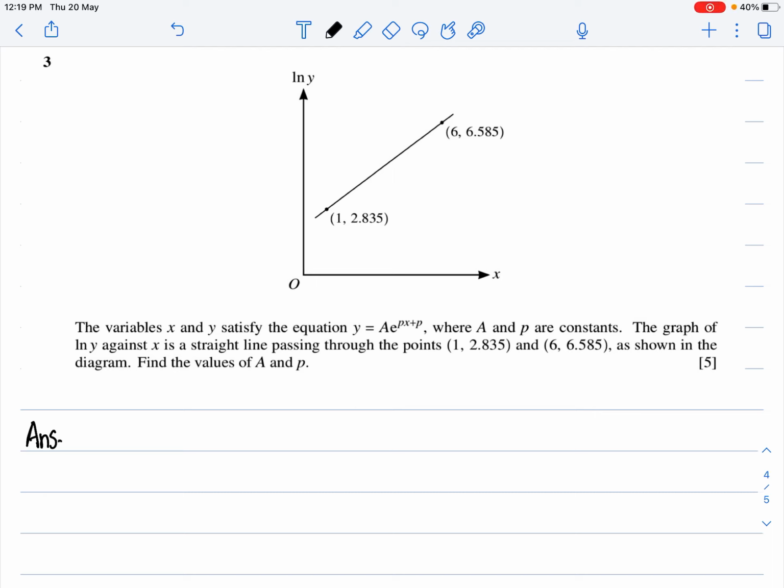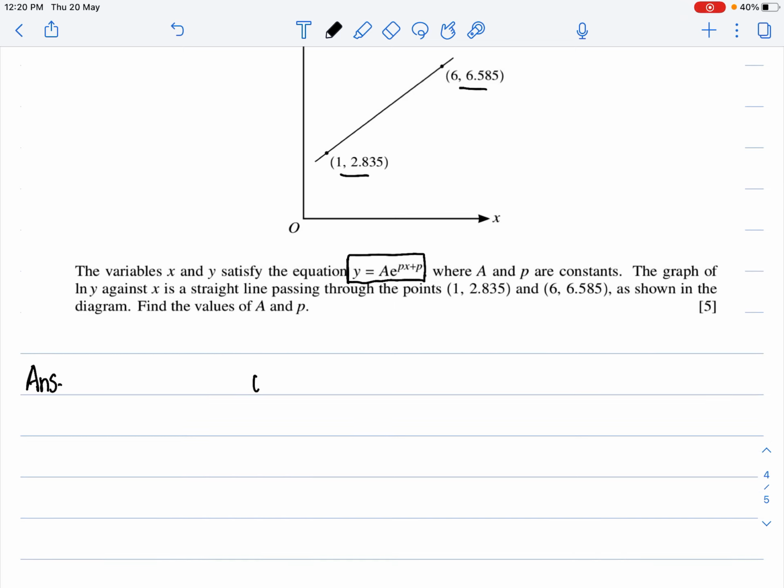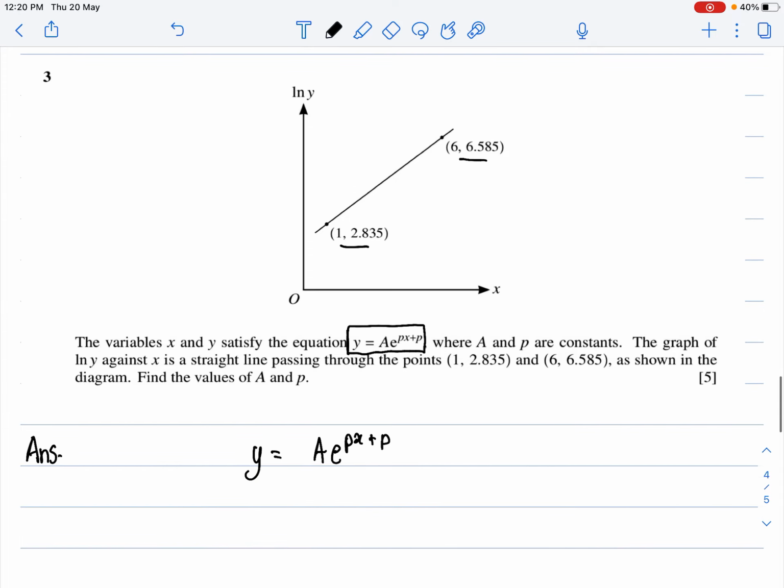This is the third question of the paper, and as you can see, this is a log graph question. They have given me an equation here, okay? They have given me a set of two coordinates, and I need to find the values of A and P. So I have y equals A e raised to P of x plus P, correct? Now just look at the coordinates.